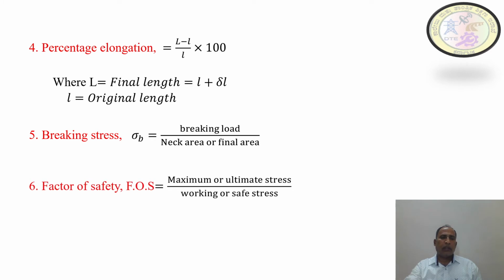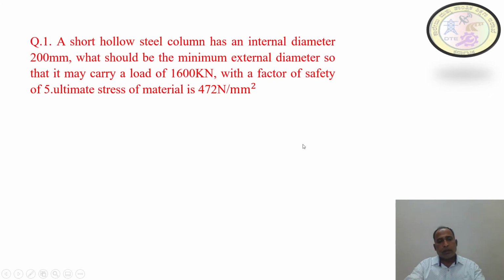Then lastly, the factor of safety: it is the ratio of maximum or ultimate stress to the working or safe stress. So it is used to calculate the safe stress when the ultimate stress or the maximum stress is given in the numericals. Now we will solve some of the problems on the stress strain diagram.